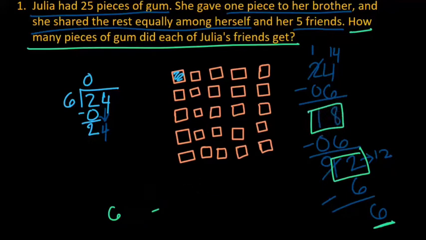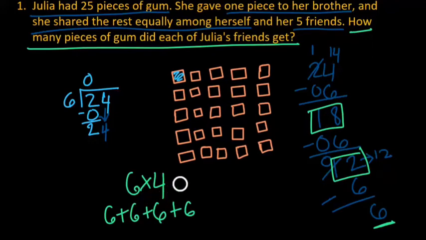And finally, we have 6 times 4. So we have 6 plus 6 plus 6 plus 6. 6 times 4, or 6 plus 6 plus 6 plus 6, is equal to 24. And our first number that we started off with is 24.